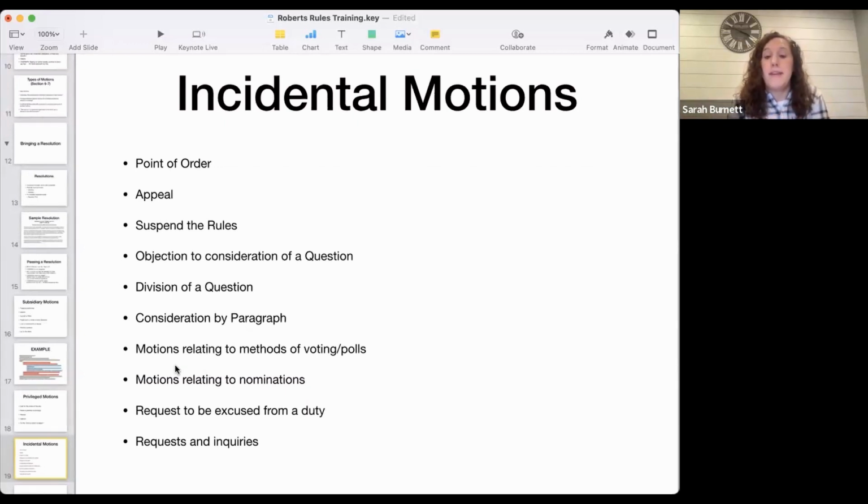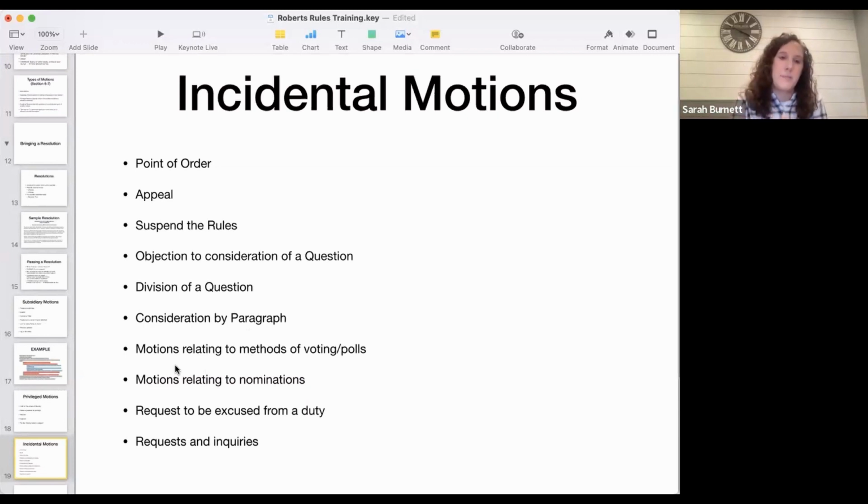Motions relating to methods of voting in polls also falls under this. I'm not going to cover that in depth. Motions relating to nominations, same thing. All of this gets technical. What type of ballot you use, how many blanks are allowed per ballot, how they're counted, how they're collected, all of this. In fact, if you want to talk about election integrity, if we would just follow Robert's Rules in our committees, we'd have a ton of election integrity.